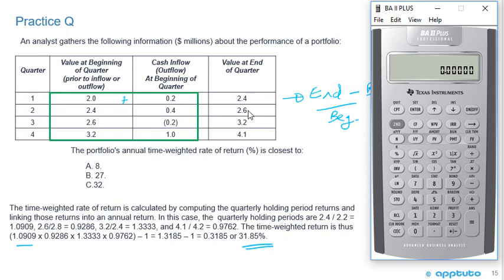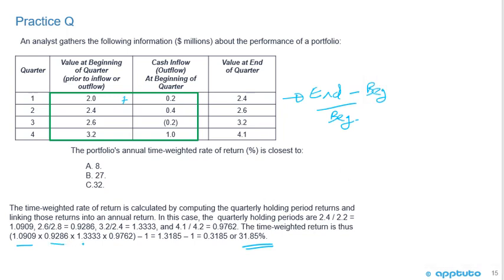So you can see here it's going to be 2.6 divided by 2.8. So that's ending divided by the beginning. 2.6 divided by 2.8 is going to give us 0.92. So again, I can just use that. I can write that right away. Okay.